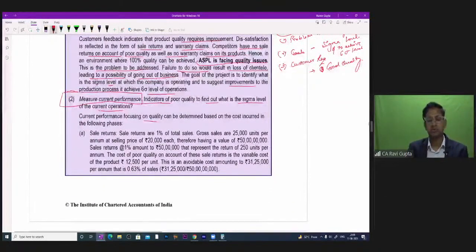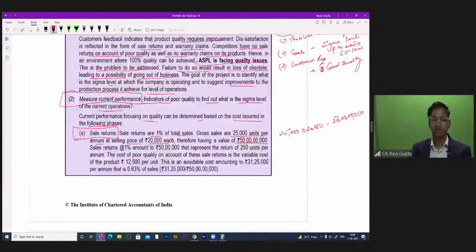So the current performance focus on quality can be determined based on the cost incurred in the following phases. What are those? Sales return. Sales return is 1% of the total sales. Gross sales are 25,000 units per annum at the selling price of 20,000 each. Therefore, having a value of 50 crore as sales, right? We have multiplied 25,000 units into the selling price of 20,000. So we have 50 crore rupees as sales value.